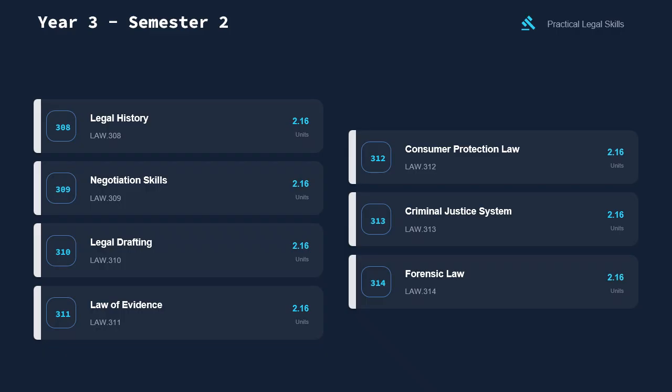Competency restoration programs prepare defendants for trial. Practical application, lawyers advocate for diversion and competency. Students practice mental health law applications. 3.3 Learning outcomes and competency benchmarks.